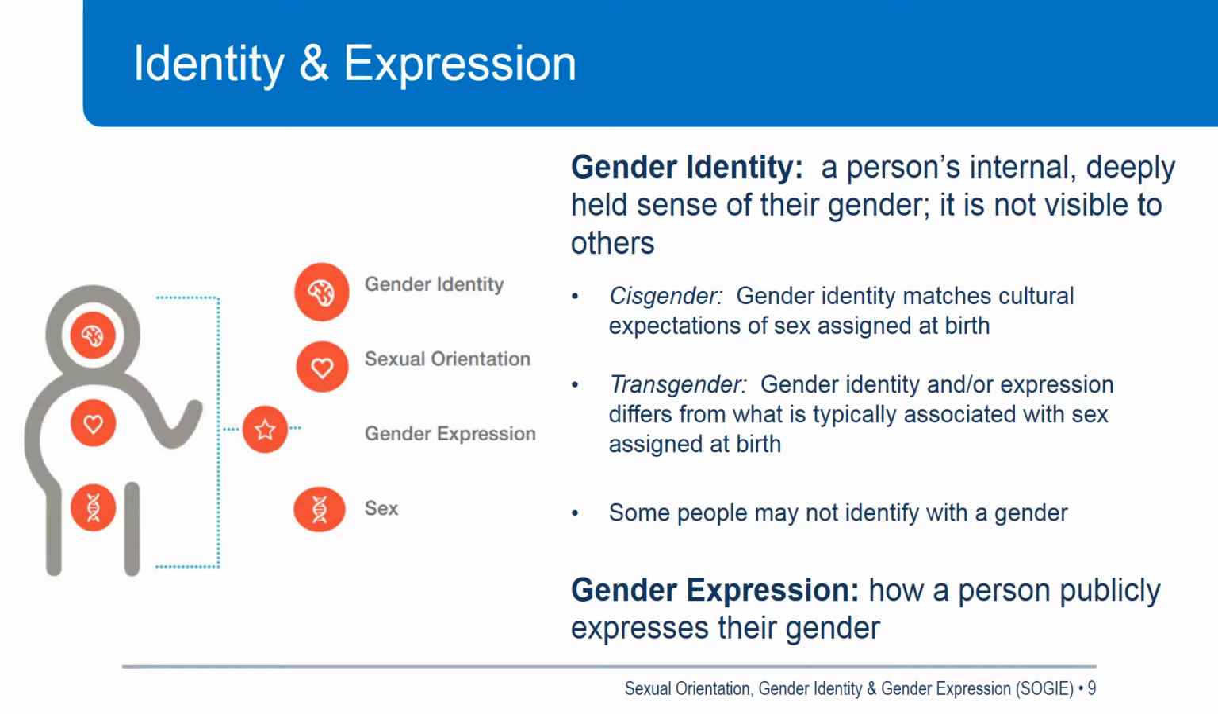So the two terms in this slide to learn are cisgender, where gender identity matches cultural expectations of sex assigned at birth, and transgender, where gender identity and/or expression differs from what is typically associated with the sex assigned at birth. But remember, not everybody may identify with a gender.